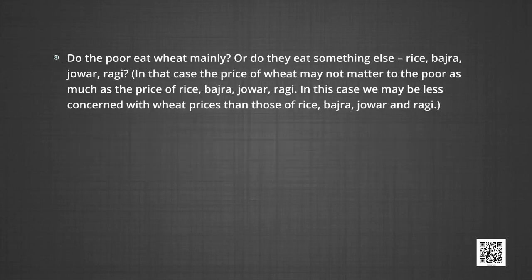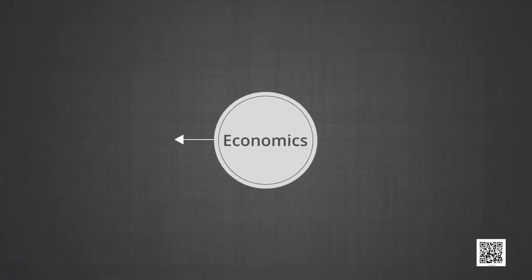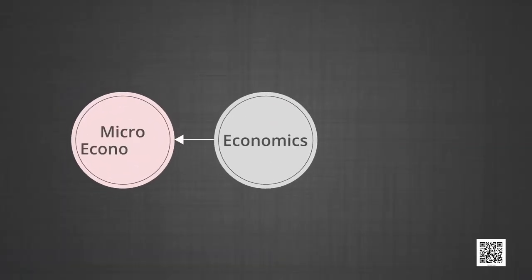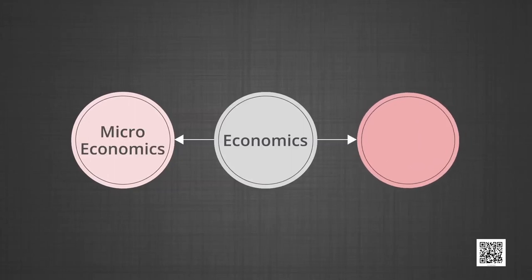Two, do the poor eat wheat mainly? Or do they eat something else, for example, rice or bajra or jowar or ragi? In this case, the price of wheat may not matter so much to the poor as much as the price of rice, bajra, jowar, or ragi would. And in this case, we may be less concerned with wheat prices than those of these other products: rice, bajra, jowar, and ragi. The study of economics is also divided into two broad fields, microeconomics and macroeconomics.